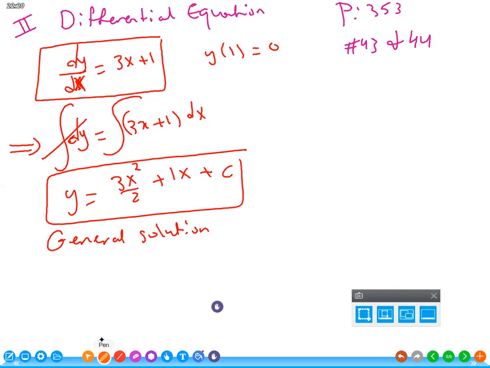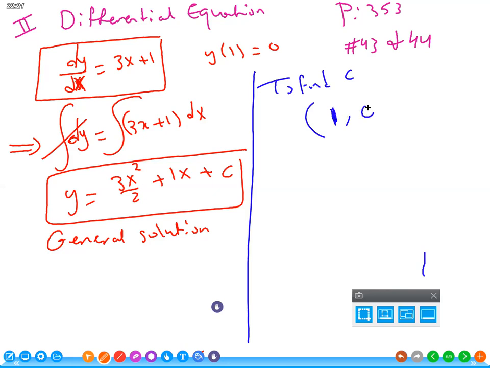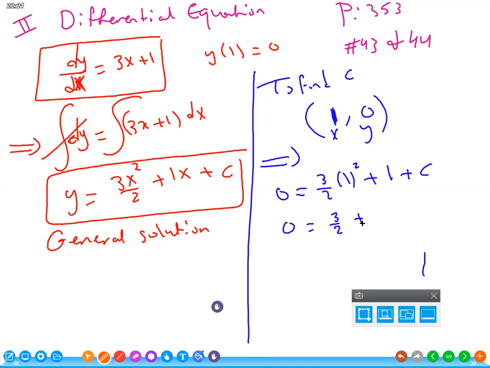Now, how to find the value of c? Since I have a specific point on the curve, here at x equals 1, the y value is 0. So we substitute x by 1 and y by 0. 0 equals 3 over 2 times 1 squared plus 1 times 1 plus c. So 0 equals 3 over 2 plus 1 plus c. c equals minus 5 over 2.